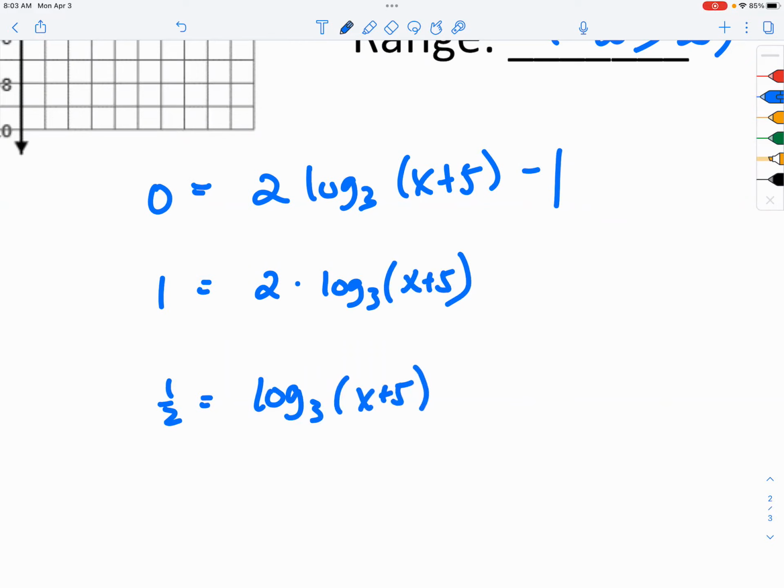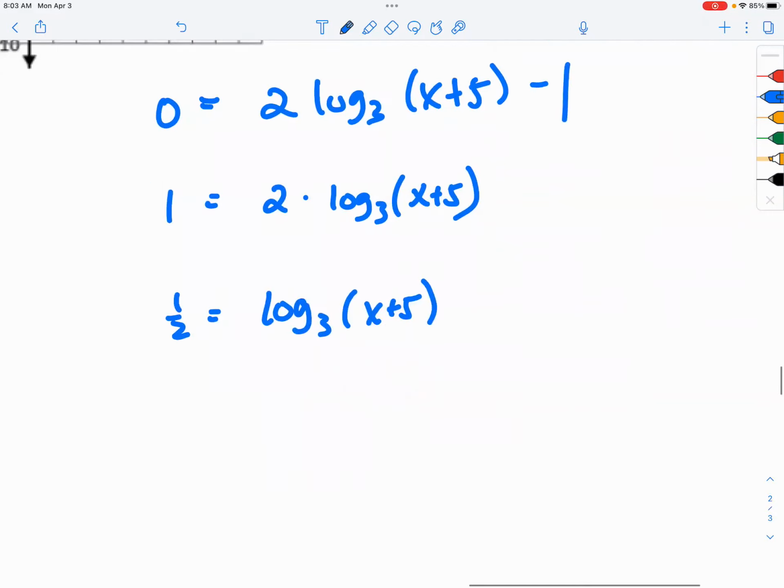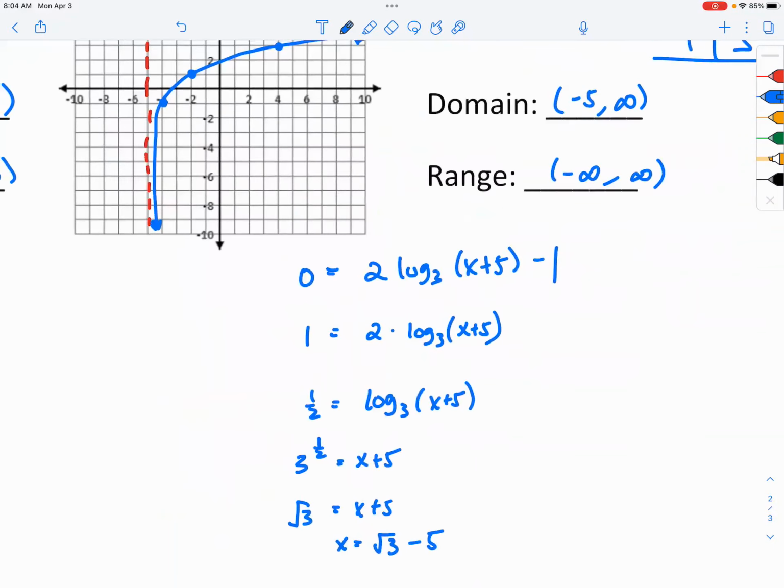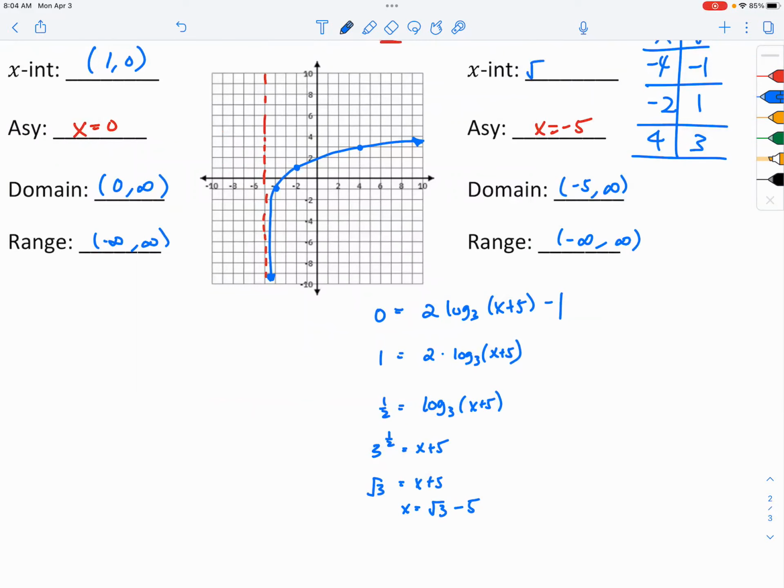Okay. And now you think about it. Why do we have 1/2 on the left? Well, the only reason is because x plus 5 has got to be 3 to the 1/2 power. What's the other way to write 3 to the 1/2 power? Square root of 3, all right? So that means x is equal to square root of 3 minus 5. So I can just go ahead and put down (square root of 3 minus 5, 0).